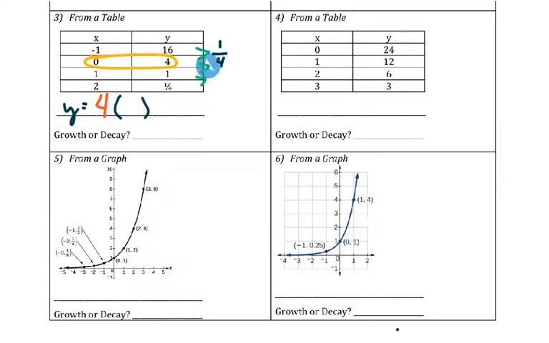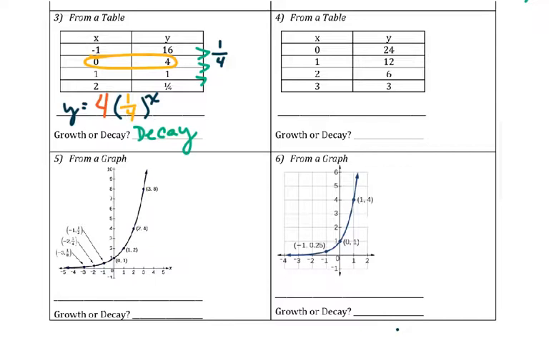4 times 1/4 is the number 1. 1 times 1/4 is 1/4. So in this one here, my multiplier is 1/4. Always raised to the x. So this function is a decay because my numbers are going down. They're getting smaller because this is a fraction. So this is a decay in number 3.